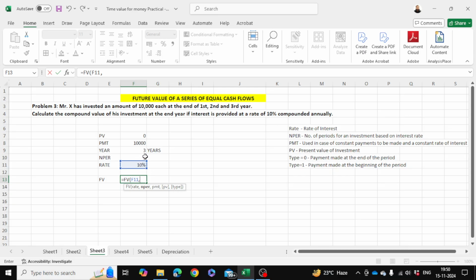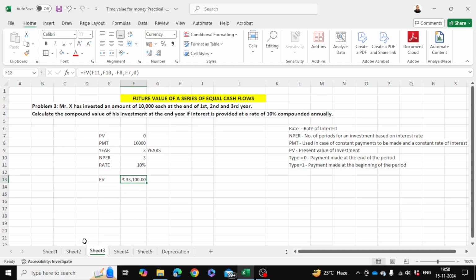And period is 3. PMT, this time you are going to take, since you are investing, so you take 10,000 here. Then your PV is this time, and then your type is 0. You can directly mention if you have not written above. So this is the situation, and enter. So this is the future value you will be getting after 3 years.